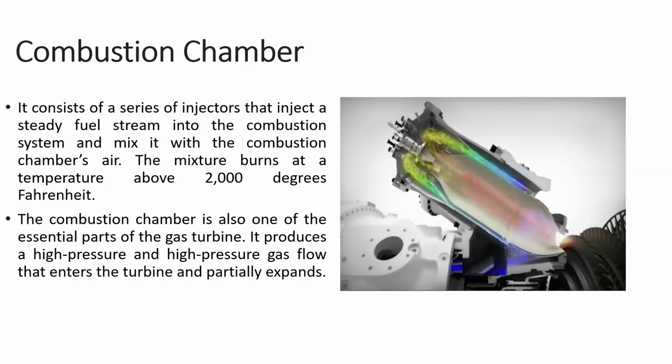A combustion chamber consists of a series of injectors that inject a steady fuel stream into the combustion system and mix it with the combustion chamber's air. The mixture burns at a temperature above 2000 degrees Fahrenheit. The combustion chamber is also one of the essential parts of the gas turbine. It produces a high-pressure and high-temperature gas flow that enters the turbine and partially expands.